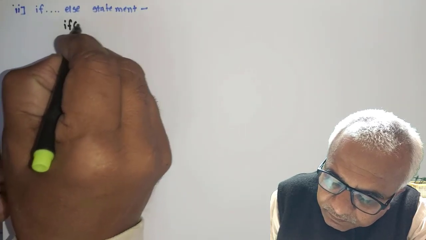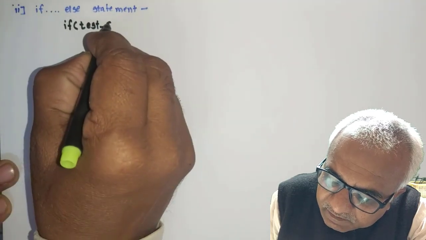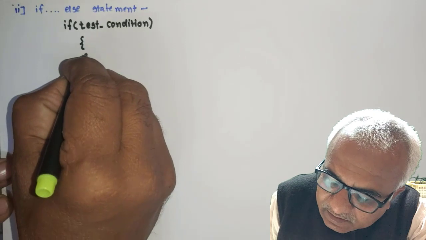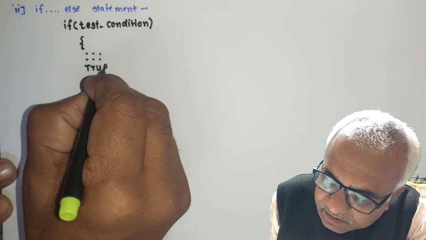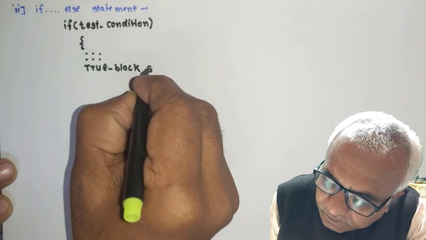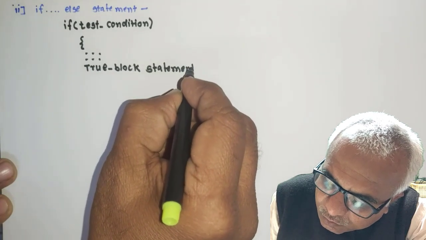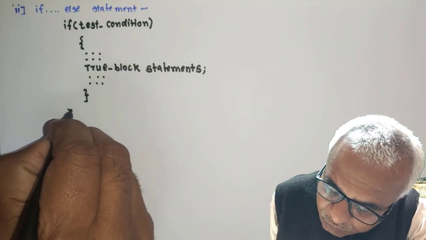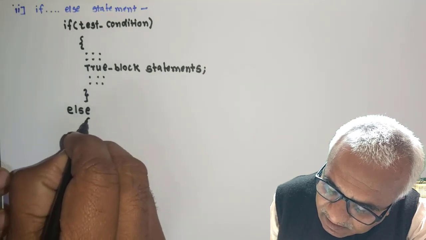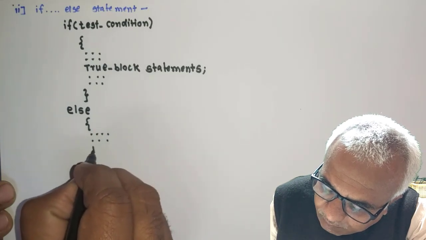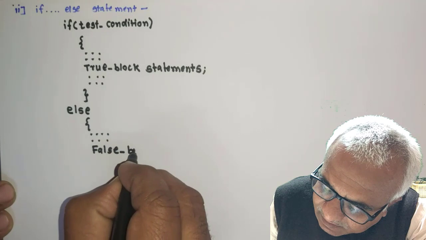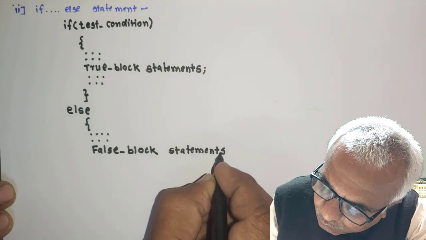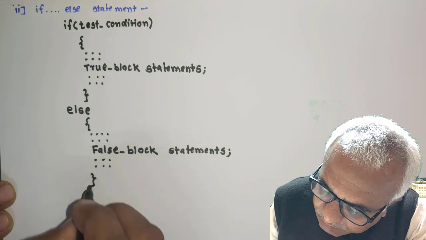Use the keyword if, in parentheses write the test condition, then an opening brace, there will be true block statements, a closing brace, then use the keyword else, an opening brace, and there will be false block statements, and then the closing brace.